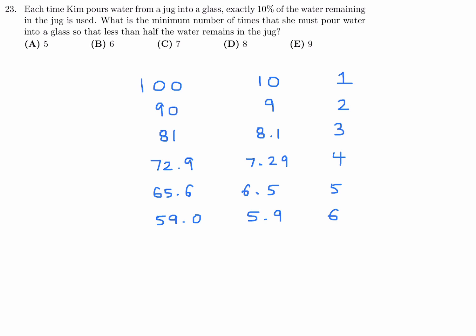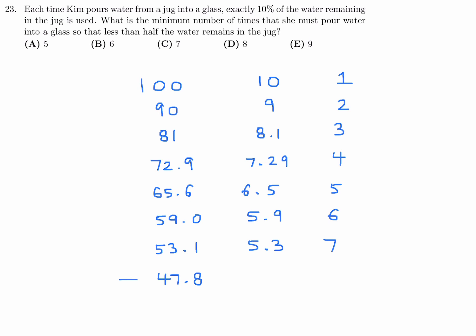That's the sixth time she pours. 59 minus 5.9 is 53.1. And then now she's going to pour 10% of that, which is 5.3. And that's the seventh time she pours. After that, 53 minus 5.3 is 47.8.